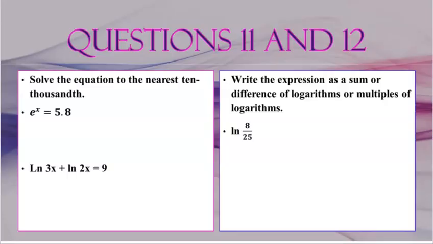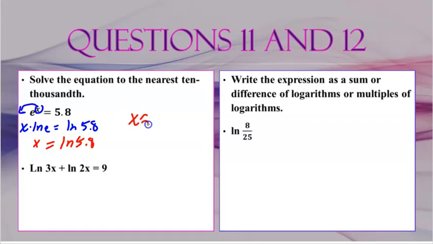Question 11. Solve the equation to the nearest 10,000th. So here, we're now solving for x. To get the x down, we're going to put that out in front and find the natural log of both sides. So the natural log of e equals the natural log of 5.8. The natural log of e is just 1. 1 times x is x. And this is going to give us the natural log of 5.8.